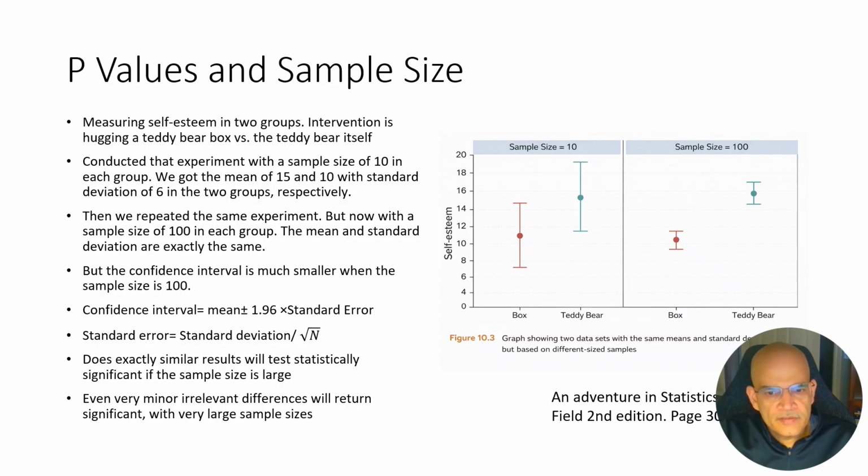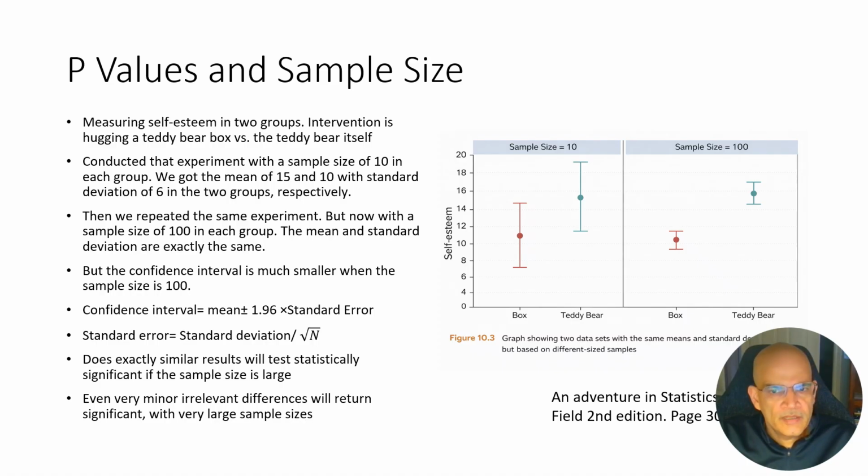So this is a description from Andy Field's book. We're measuring self-esteem in two groups, and the intervention is hugging a teddy bear box versus a teddy bear itself, and we did a sample size of 10. As we have seen before, the confidence interval becomes wide when your sample size is low. So the mean is 15 when you hug a teddy bear, while the mean is 11 when you hug the box. And you can say that there is no difference because the confidence intervals of the two populations overlap each other.